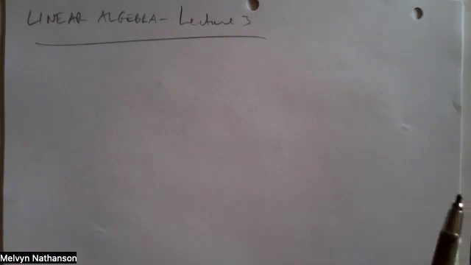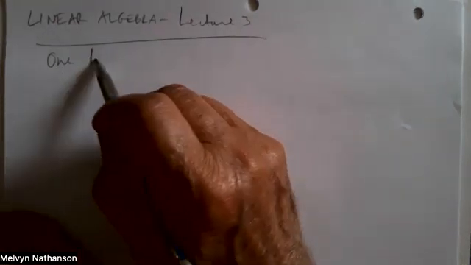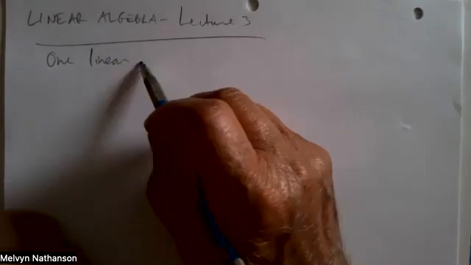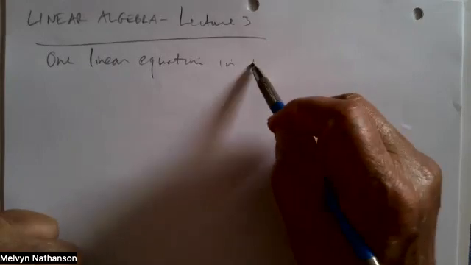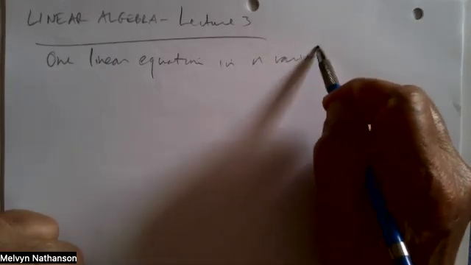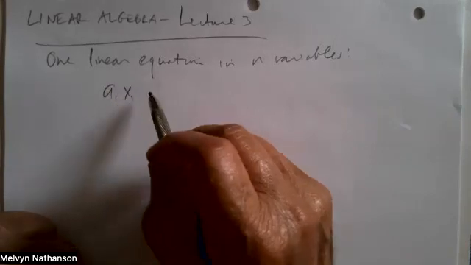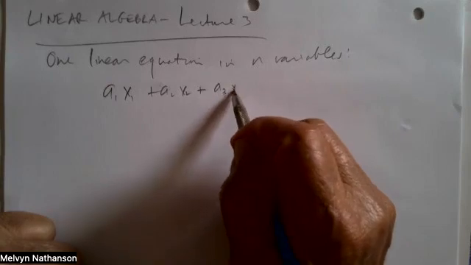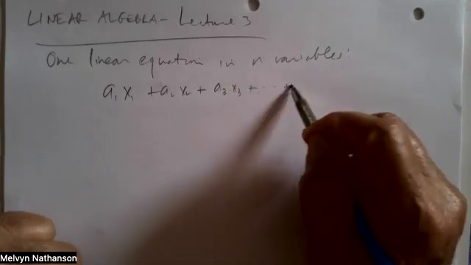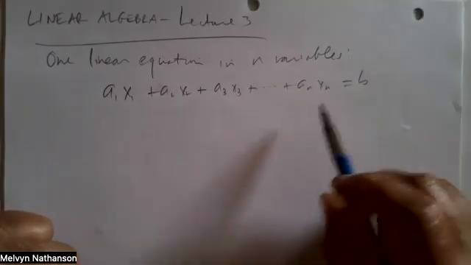Excellent. Linear algebra, lecture 3. So we've been talking about one linear equation in n variables. So it's an equation that looks like a1x1 plus a2x2, a3x3 up to an xn equals b.